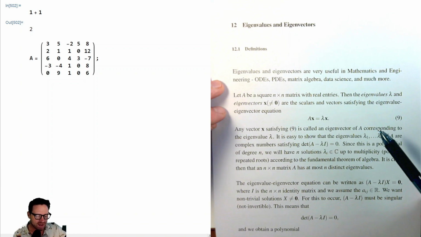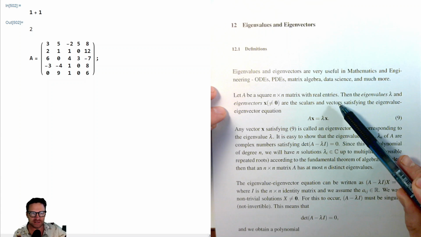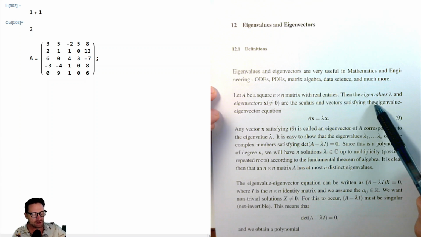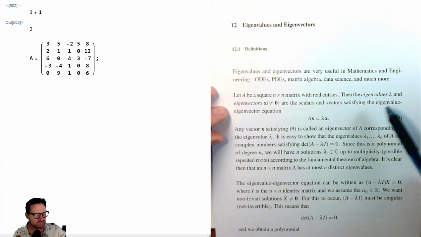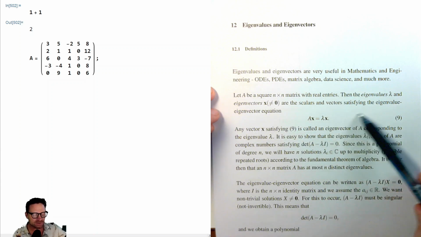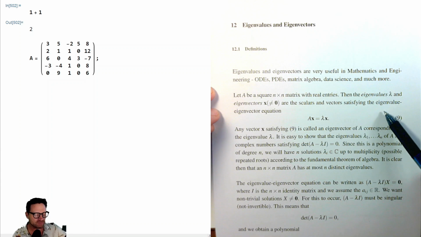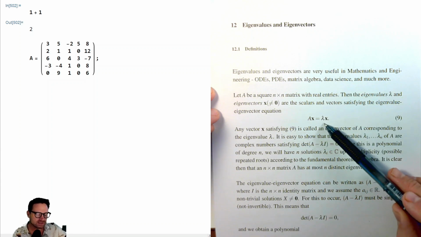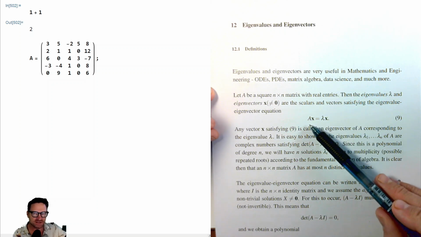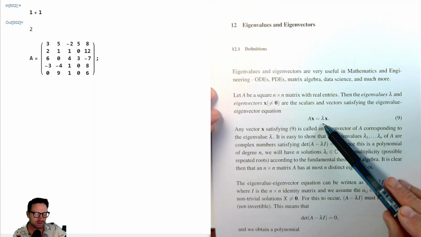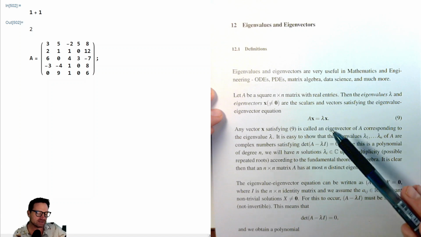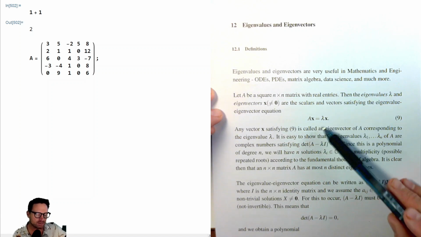Let A be a square n by n matrix with real entries, much like what you see on the left of my screen. Then the eigenvalues lambda and eigenvectors x, non-zero vectors, are the scalars and vectors satisfying the eigenvalue-eigenvector equation. Ax is lambda x. So in other words, multiplication by a matrix A is the same as a scalar multiplication by lambda, when x is an eigenvector and lambda is an eigenvalue.